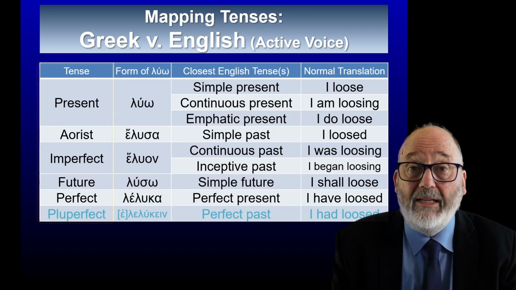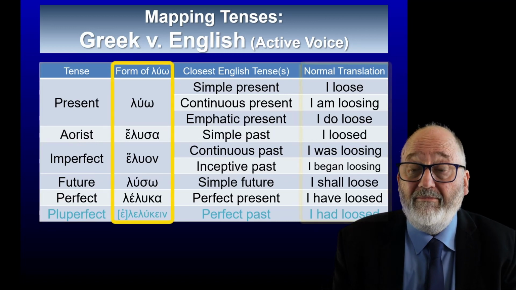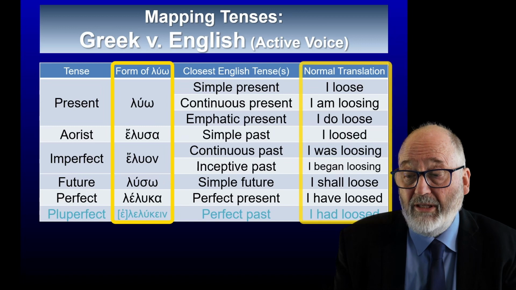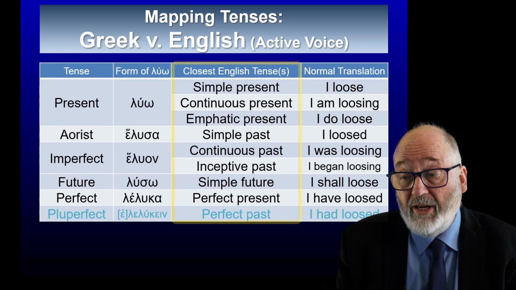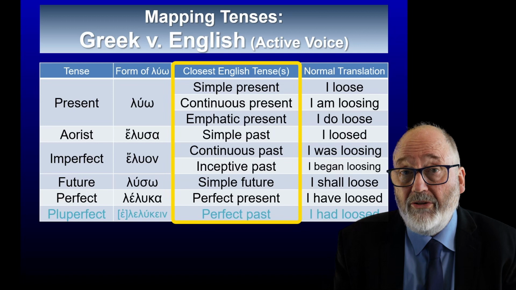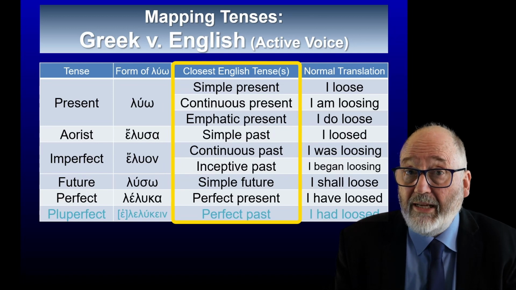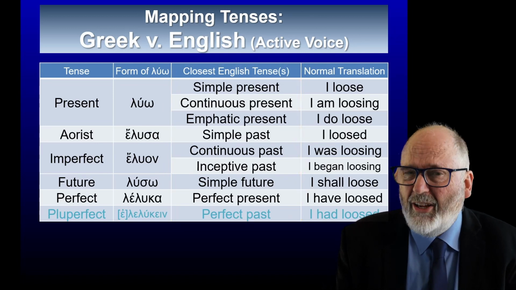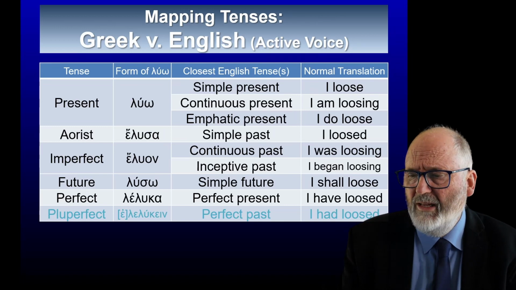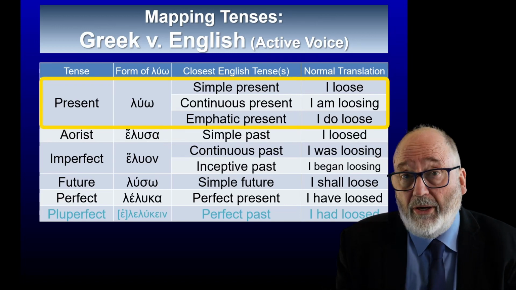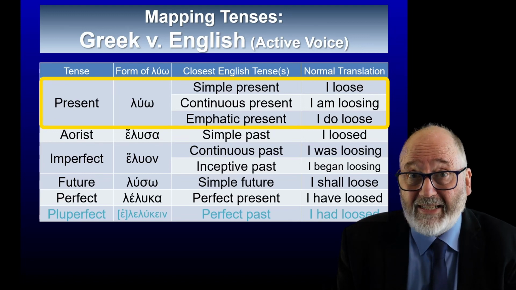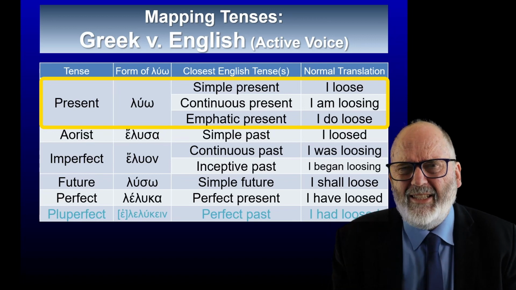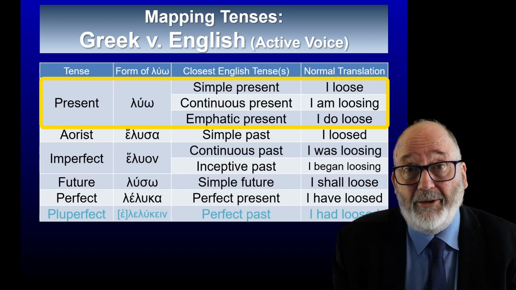and pluperfect. The form of luo, I loose, aorist, elusa, I loosed, and I've got the translation in the final column. And in the third column, I have put the closest equivalent English tense. Let me just go through those, explain them a bit. So the present tense of luo can be translated by 3 different tenses, if you like. I put "tenses" in kind of inverted commas there, and you'll find out why in a second.